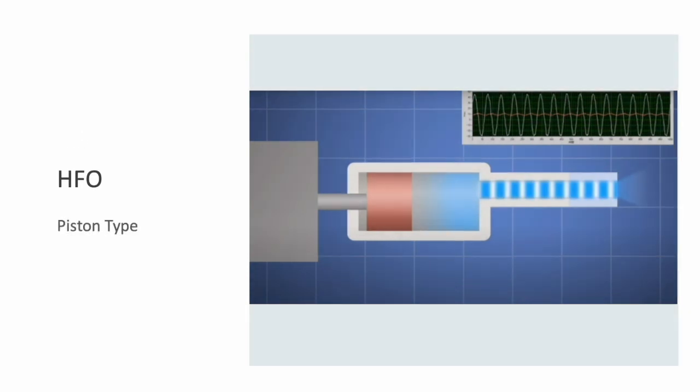Next is the piston type HFO. The colored part of the piston is the stroke volume in HFO. The speed at which the piston moves is the frequency. In HFO, the amplitude is the pressure created by the pumping motion of the piston.